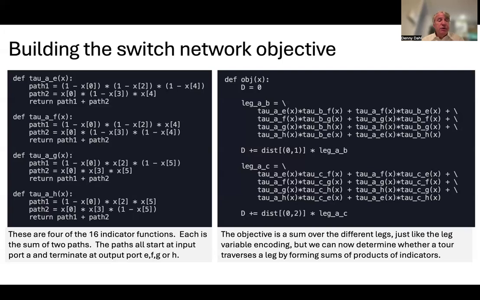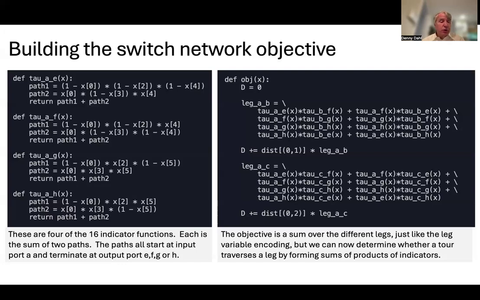The distance from city A to city B is counted in the objective if the switch network routes cities A and B to adjacent output ports. There are 8 ways that can happen, and they are represented by the 8 terms that make up the leg AB variable. The first of the 8 terms turns on when input port A is routed to output port E, and input port B is routed to output port F. Since A and B are now adjacent at the output, the tour will go from city A to B, and so we must include the distance between these two cities in the objective.